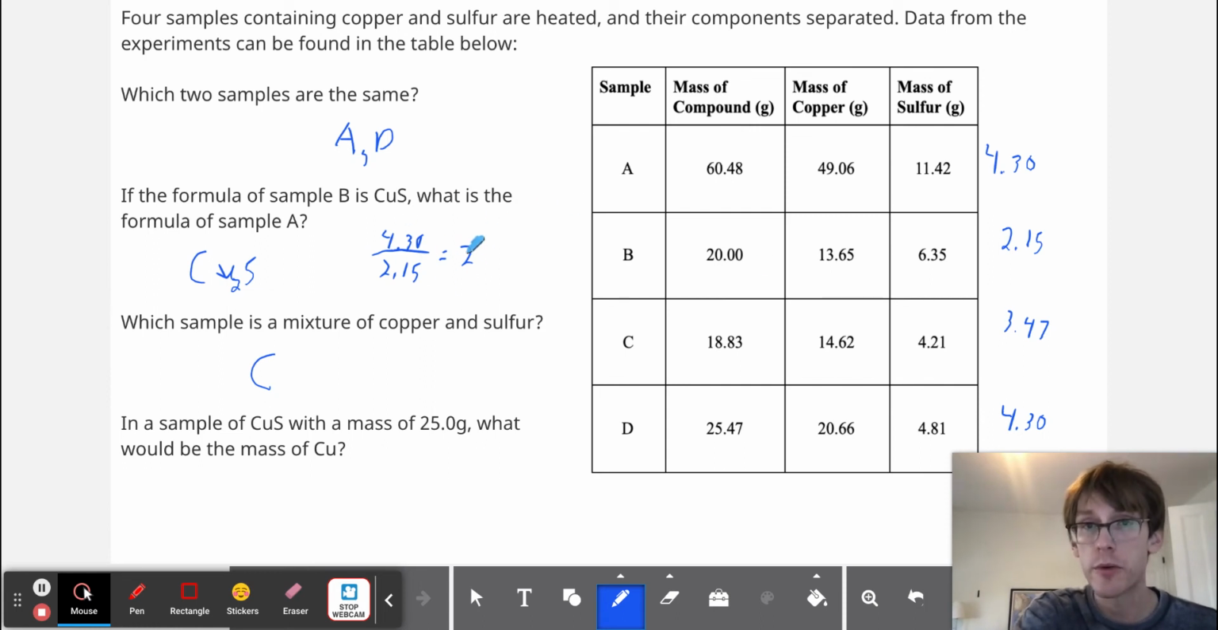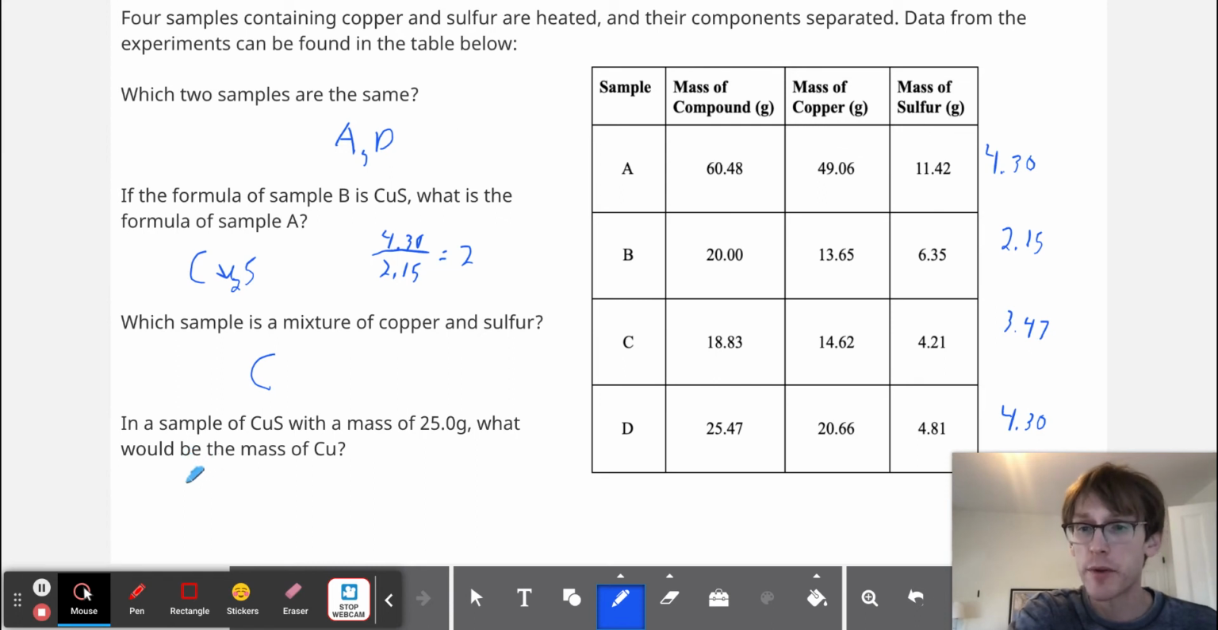Here, we were able to apply the law of multiple proportions. But in the case of compound C, actually it's not a compound, it's a mixture of copper and sulfur, because with a mixture, you can have any ratio of 2 components. In a compound, you always need to keep certain mass ratios.